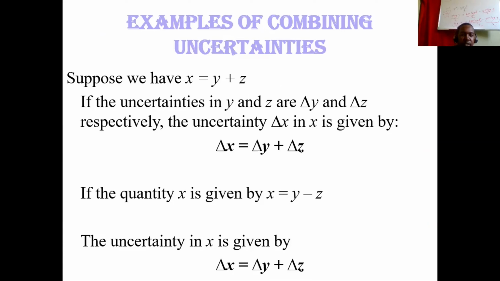So if the equation is a plus equation, in this case x equals y plus z, the uncertainty in x, which is delta x, would be the uncertainty in y plus the uncertainty in z. Or if it's a negative in the equation, it's the same: uncertainty in x equals uncertainty in y plus uncertainty in z. So it doesn't matter if it's a plus or a negative in your equation, your uncertainties will be added together, right? So that's what that is saying.